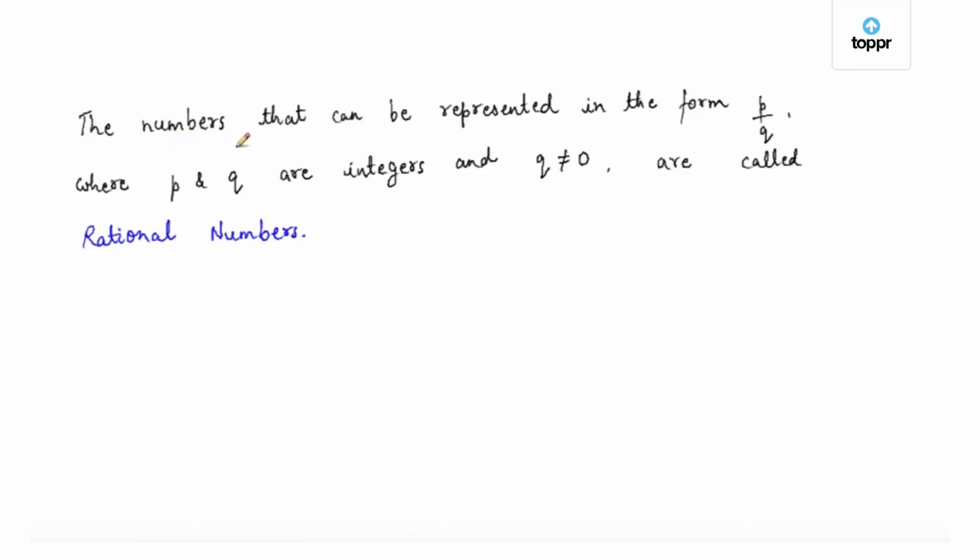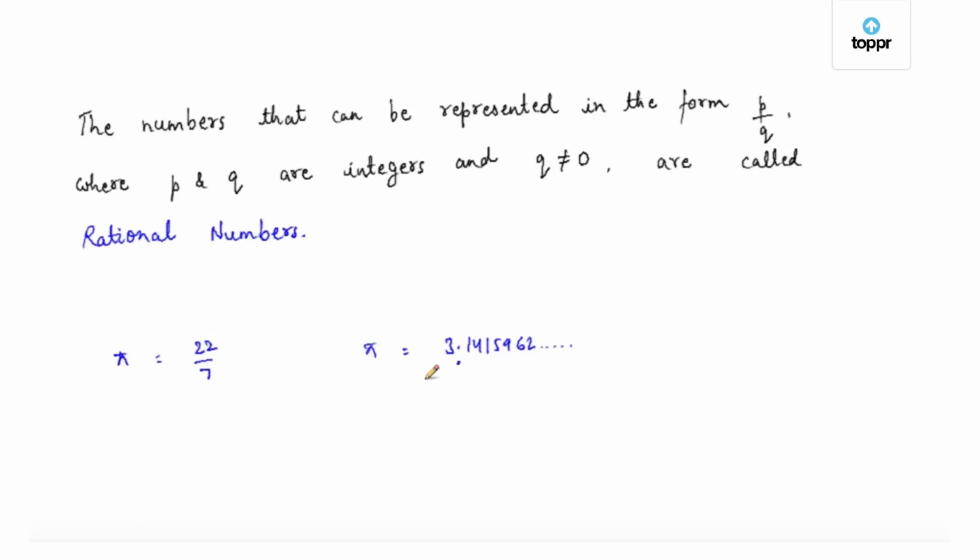The numbers that can be represented in the form p by q, where p and q are integers and q is not equal to 0, are called rational numbers. But can you think of a number which cannot be represented in the form p by q? How about pi? Can you represent pi in the form p by q?